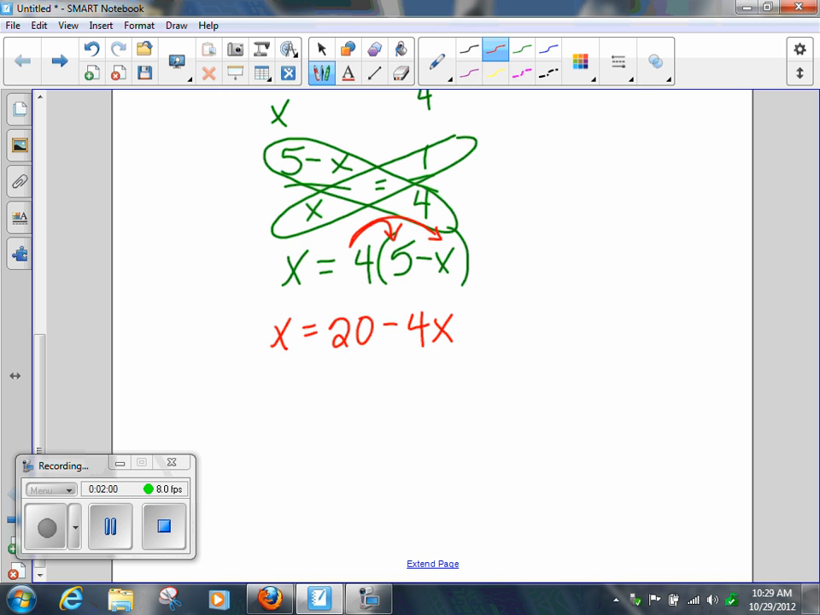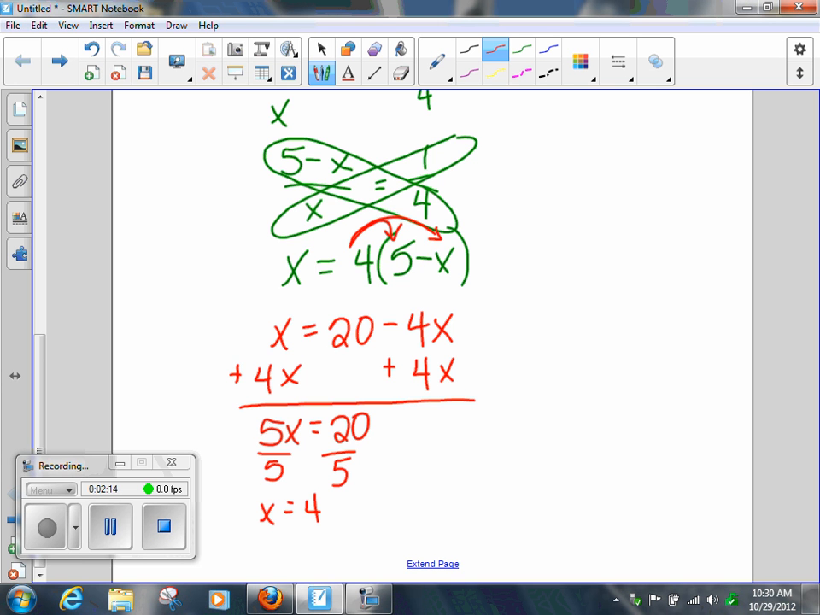Lots of you ask me about this. Something's not right. Well, just solve it and watch what happens. x plus 4x is 5x equals 20. Divide both sides by 5. And I get x is equal to 4. Okay? And then, of course, you got to go back and plug it in and make sure that that's not an extraneous solution.